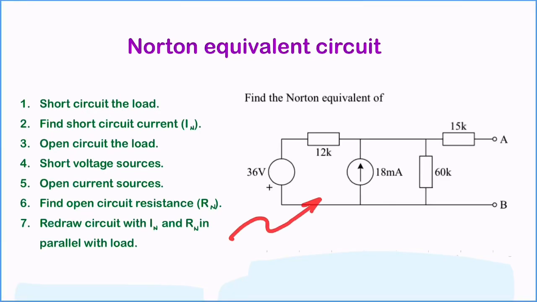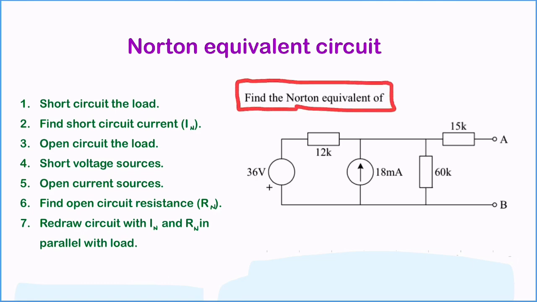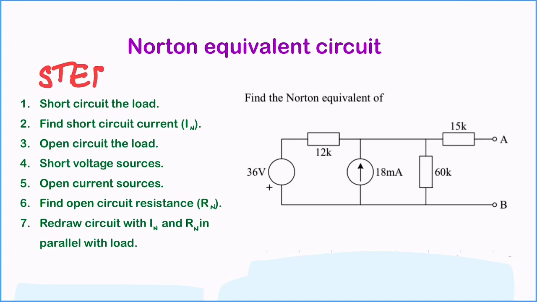Given a circuit here, we're asked to find the Norton equivalent circuit. And to do that, there are 7 steps that we need to do in a particular order. The first step is to short circuit the load.